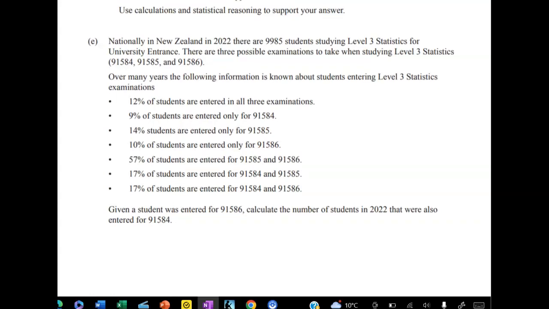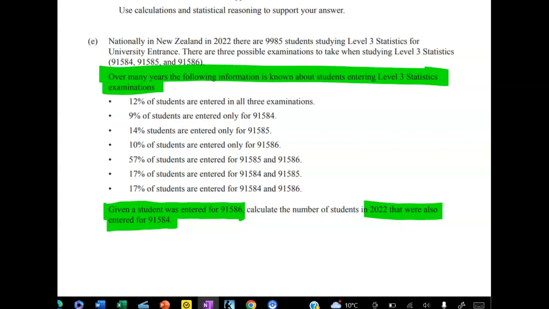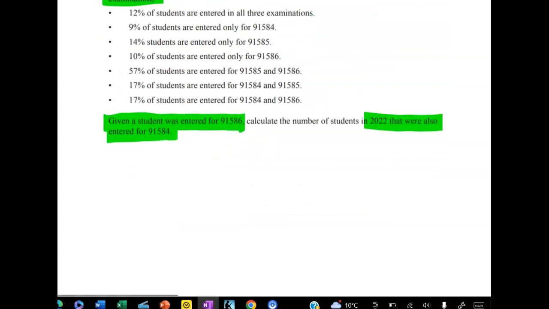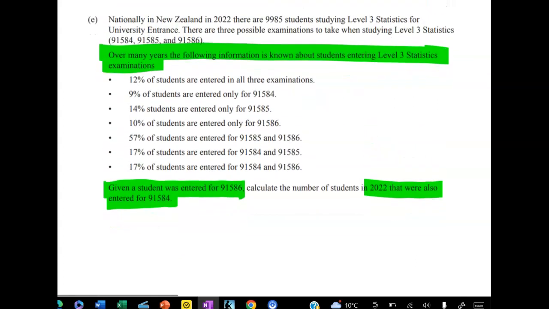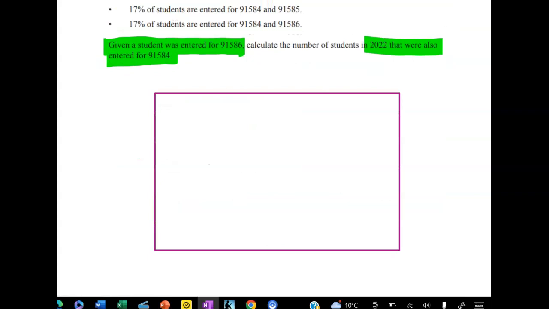We're going to do a Venn diagram, but first we're going to read it through. What we're asked to find in the end is, given that a student was entered for 91586, which is distributions, but you don't need to know that, calculate the number of students in 2022 that were also entered for 91584. So this is going to be an estimate, because this data has been gathered over many years. We're not asked about the assumptions, but we've got to assume there were no changes in patterns in 2022, which is probably a reasonable assumption to make to start off with.